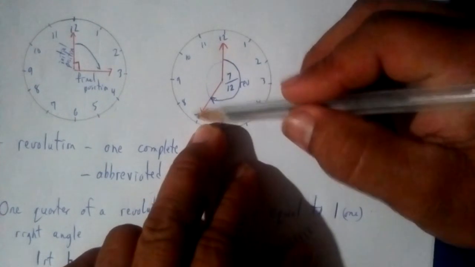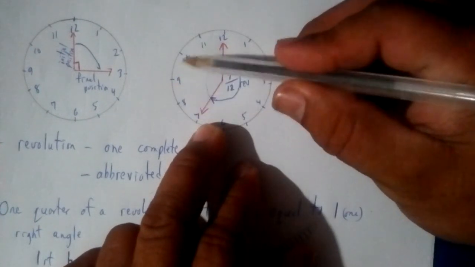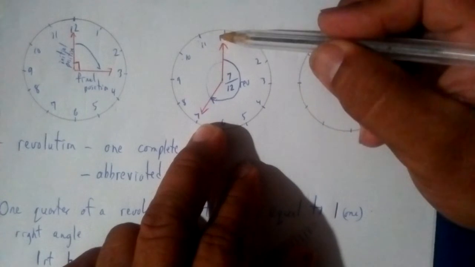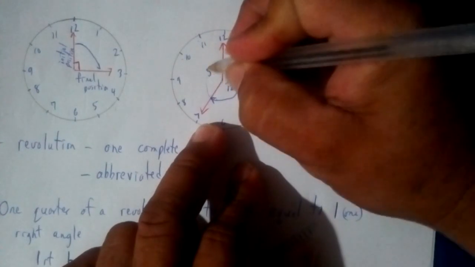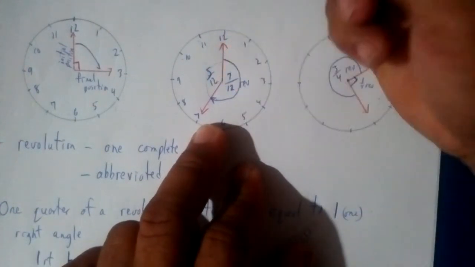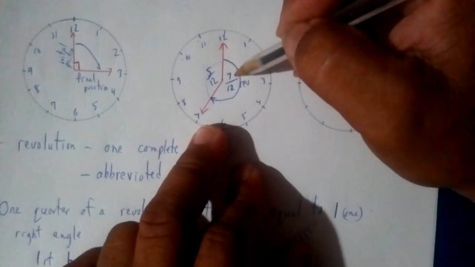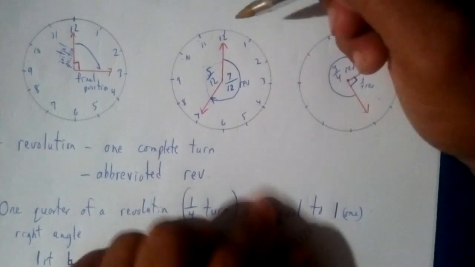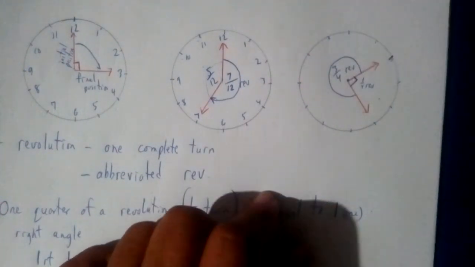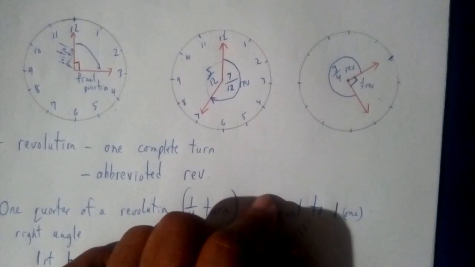Okay, so you should have thought now, what is the amount of a revolution here? Well, here I have 1, 2, 3, 4, 5. So this should be 5/12 of a revolution, and 5/12 plus 7/12 gives us 12 over 12, which is one complete revolution. So that is the revolution that we are talking about.